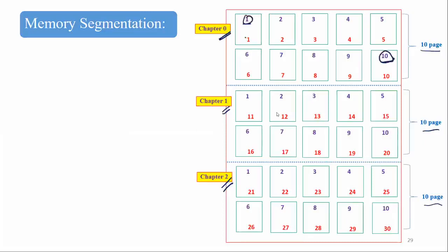Another is your book page numbers. So it starts from 1 to 10 for the first chapter, for the next it is 11 to 20, and for the next it is 21 to 30.